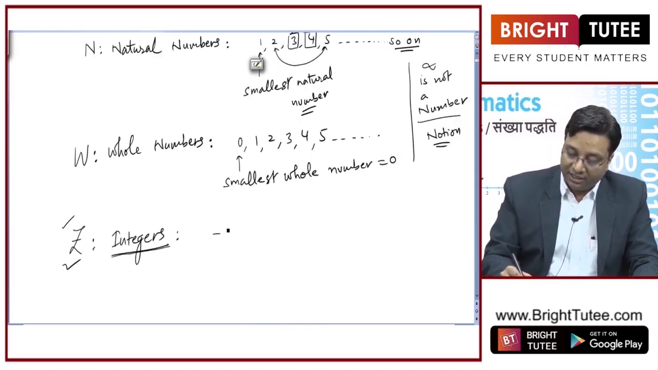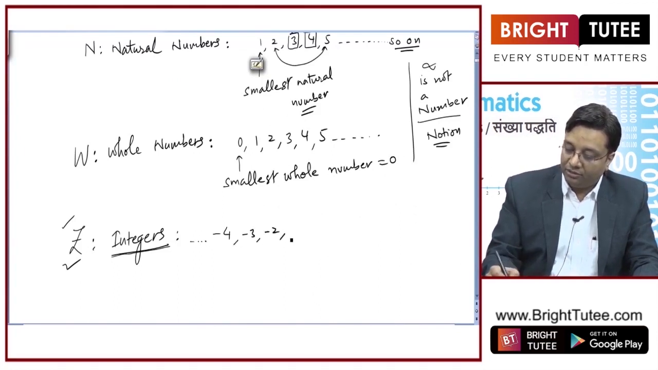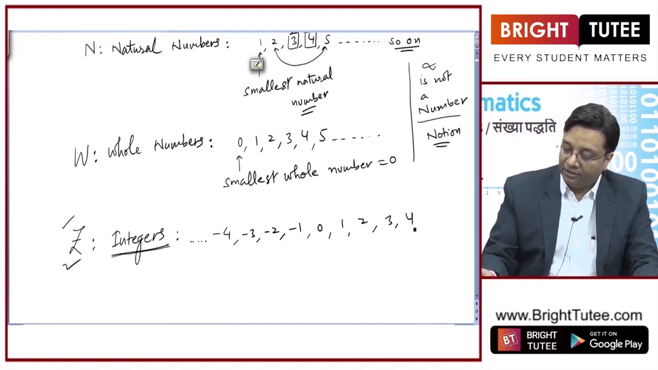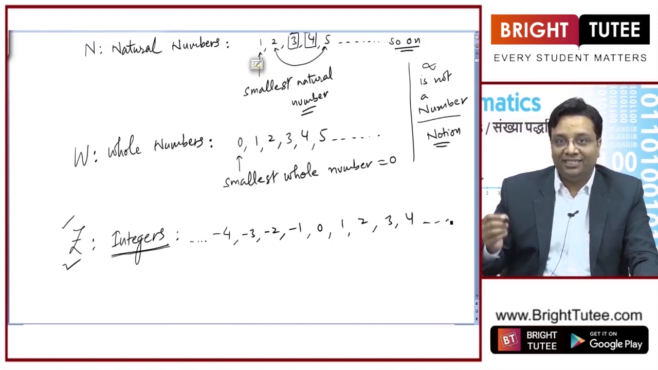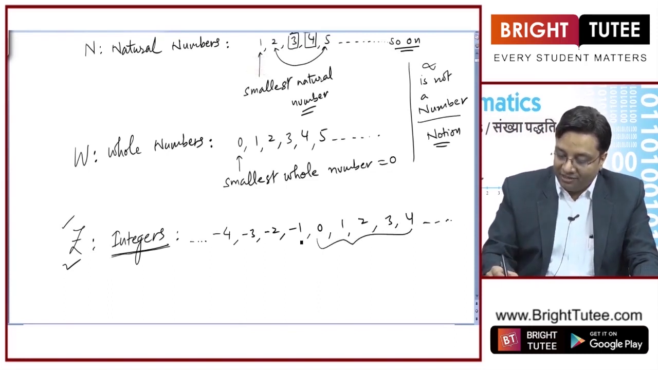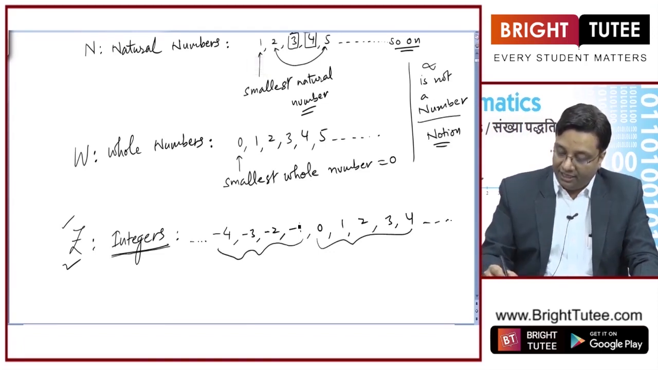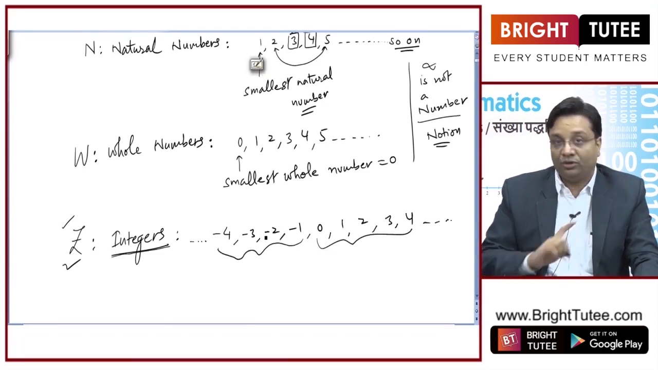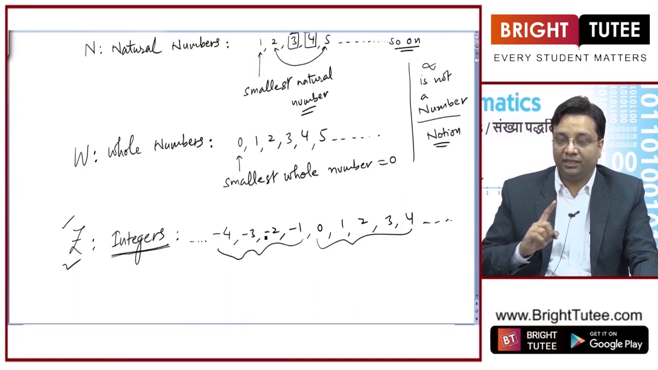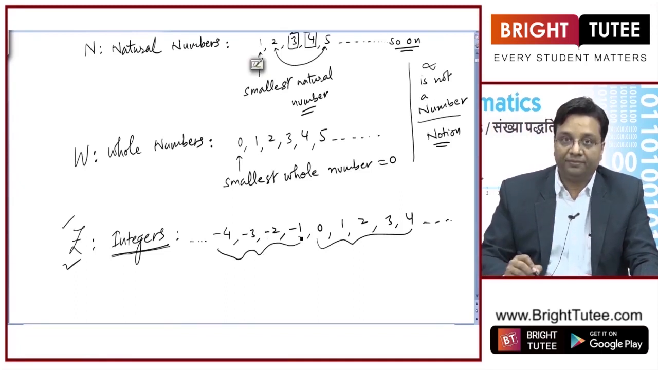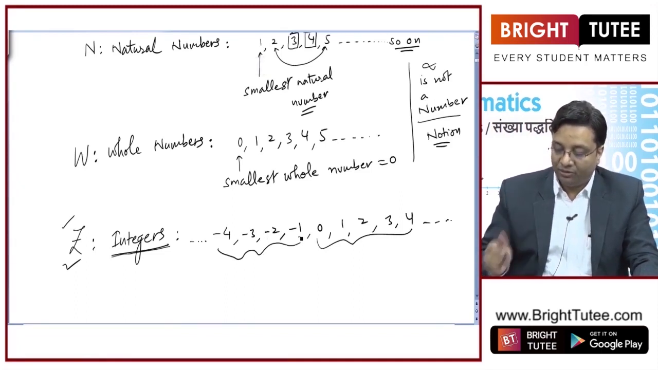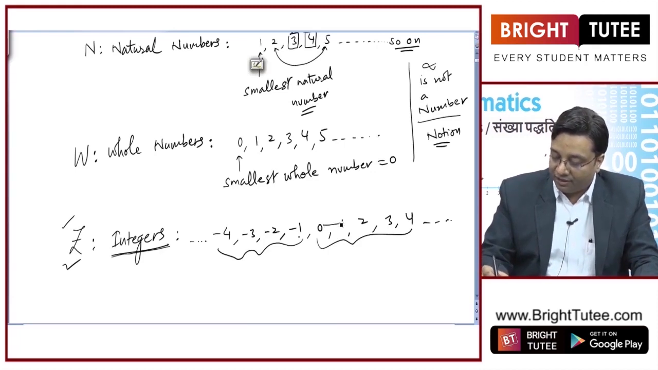So integers are of the type -3, -2, -1, 0, 1, 2, 3, 4 and so on. So integers include the whole numbers that we just discussed as well as the negative numbers also, right? And these negative numbers are not fractions, right? So this is a full number. What I mean to say is there is a gap of 1.